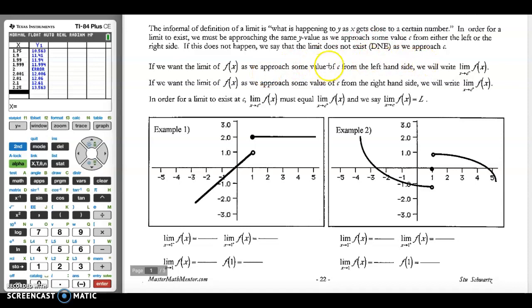And in order for a limit to exist, we talked about this a little bit previously, they have to approach the same y value from the left-hand side and from the right-hand side. So remember, when we did the left-hand side, we use this little negative in the exponent to determine a left-hand limit. So as you come in from the left-hand side, what does your function seem to be approaching? And then the right-hand side has a little plus. In order for a limit to exist, your left-hand limit must equal your right-hand limit, and then we would say that that limit is some number L.